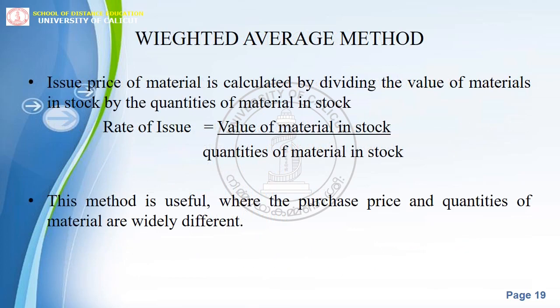Weighted average method. Under weighted average method, issue price is calculated by dividing the value of material in stock by the quantity of material in stock. Thus, this method takes into account both the quantity and price of materials in stock.